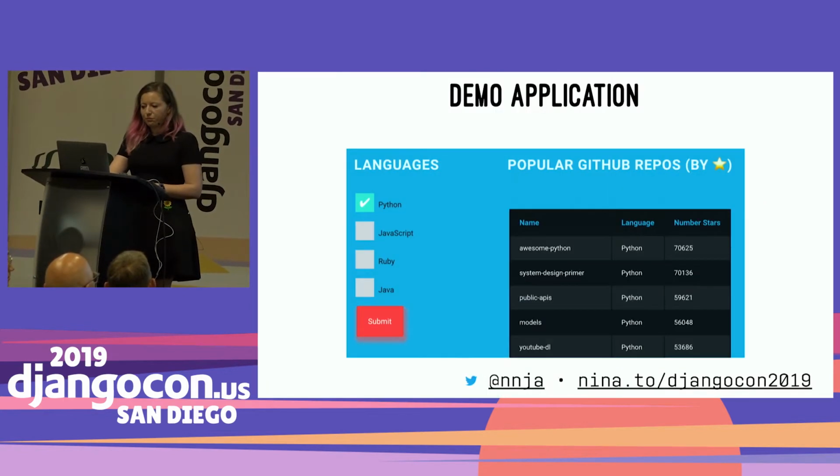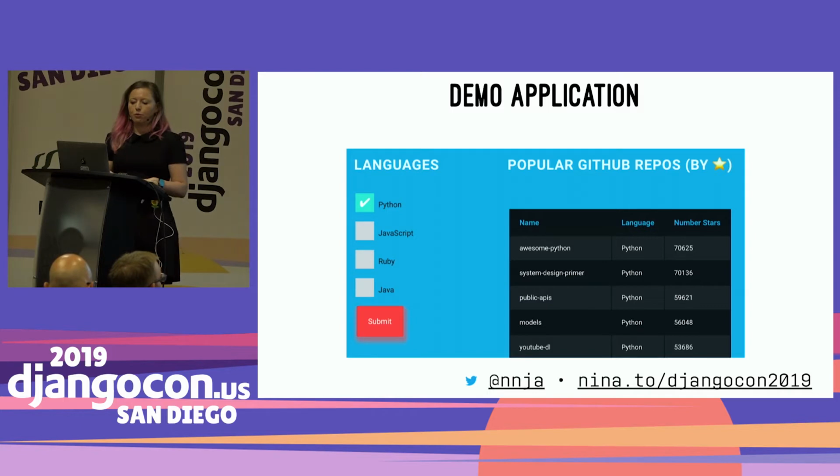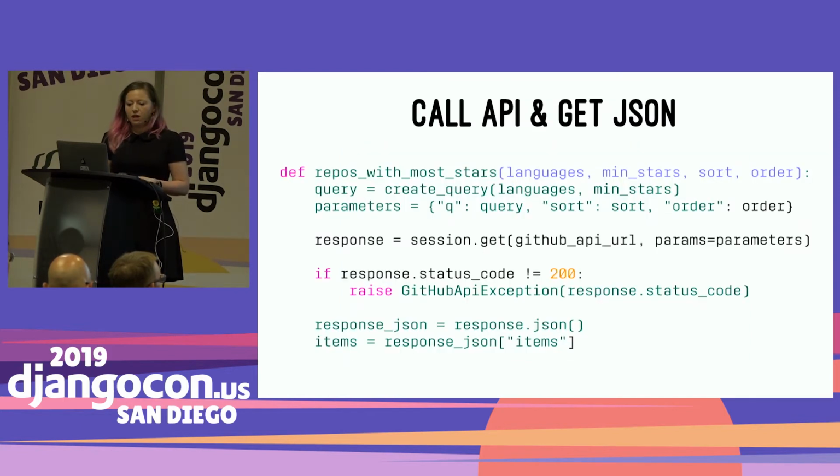So I'm going to show you a little demo application. It's a very simple Flask app. There's no data store. All it does is it searches the GitHub API for popular libraries by stars based on a language, and that API data comes back as JSON. Pretty standard stuff. The meat of the code looks like this. There's a method called repos with most stars. We generate a query that we'd like to send to the API. We pass in a few parameters, the query, the sort that we'd like, the order, and then we get back a response. And then we do something with that JSON.